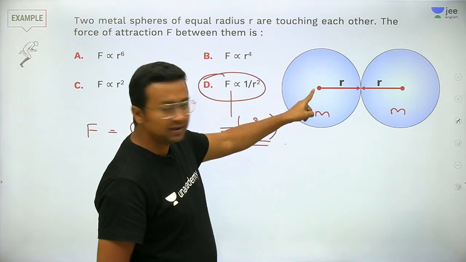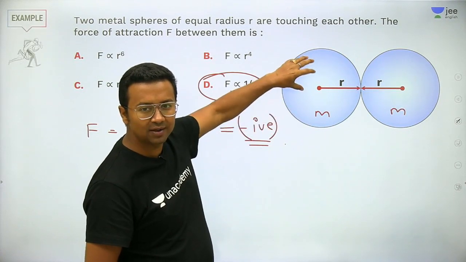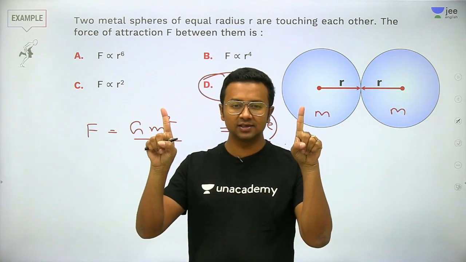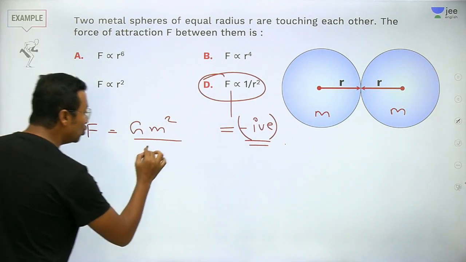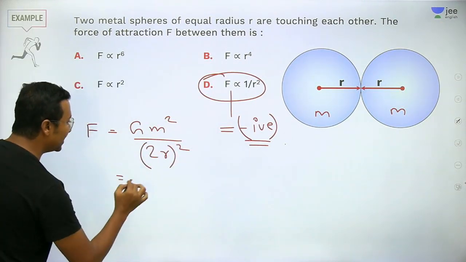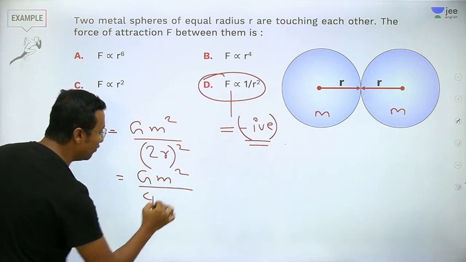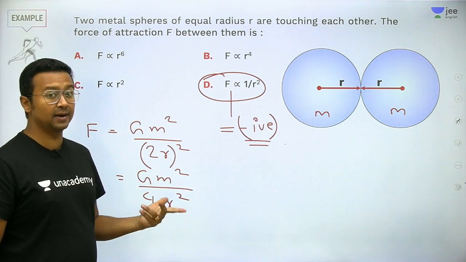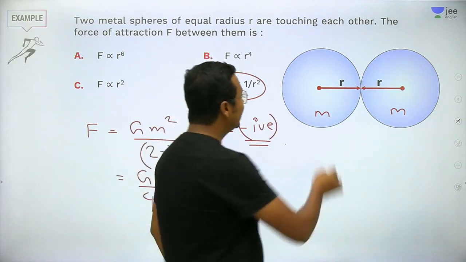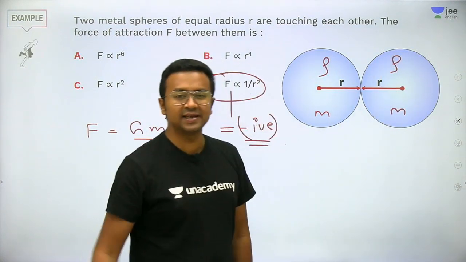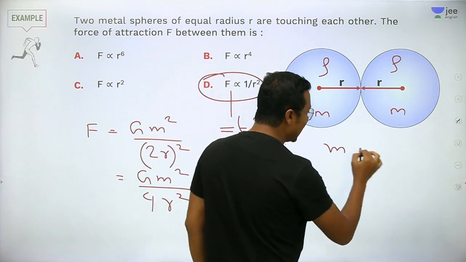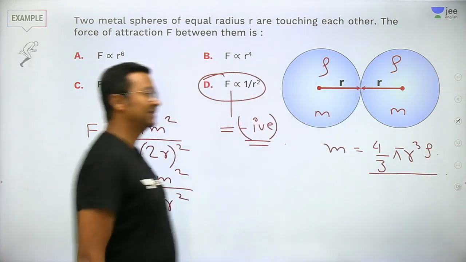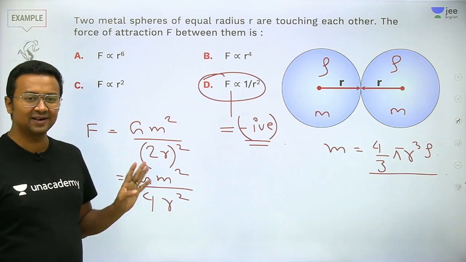Okay. So you see here, I can say that all the mass is located at its center. So what is the distance between these 2 bodies? 2r. Very simple. So 2r whole square. So I can write this as G M square upon 4 r square. But here also you can see that it's inversely proportional to r square. But what about the mass of these bodies? They are identical. So let's say they have a density rho, this will also have a density rho. So I can say mass will be equal to 4 divided by 3 pi r cube into density, right? Is this clear?